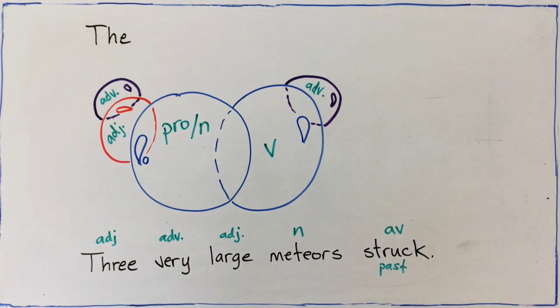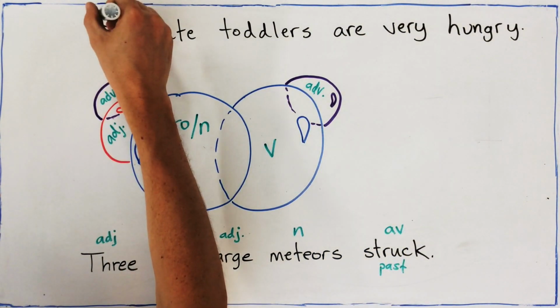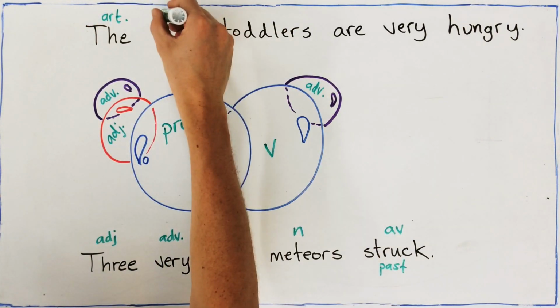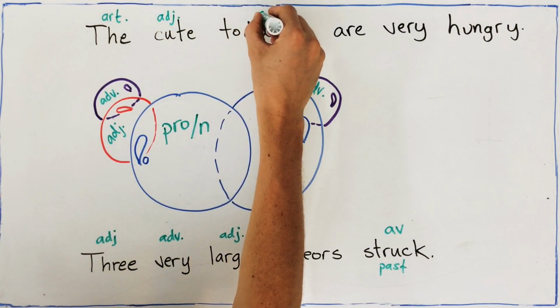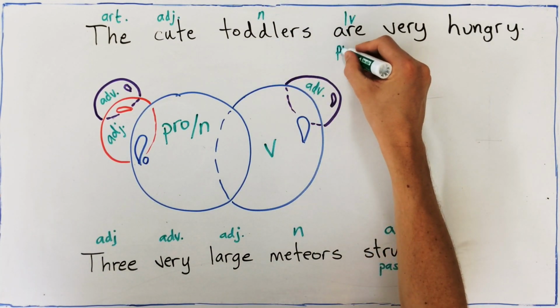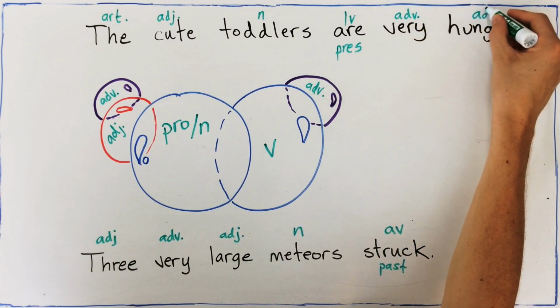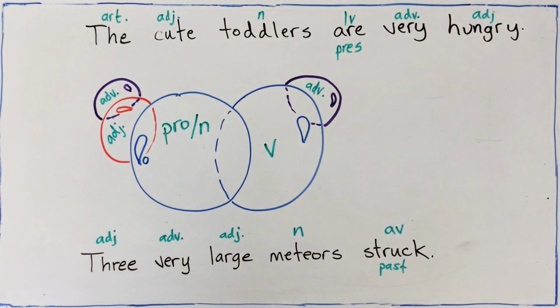And we'll try one more now up top. Again, always start with the pronoun or noun and the verb. See them here? We've got a common noun, toddlers, and a present tense linking verb, are. Cute is an adjective describing toddlers. The is an article. And look, the linking verb are links another adjective, hungry, back to toddlers. And an adverb, very, tells you how hungry they are.